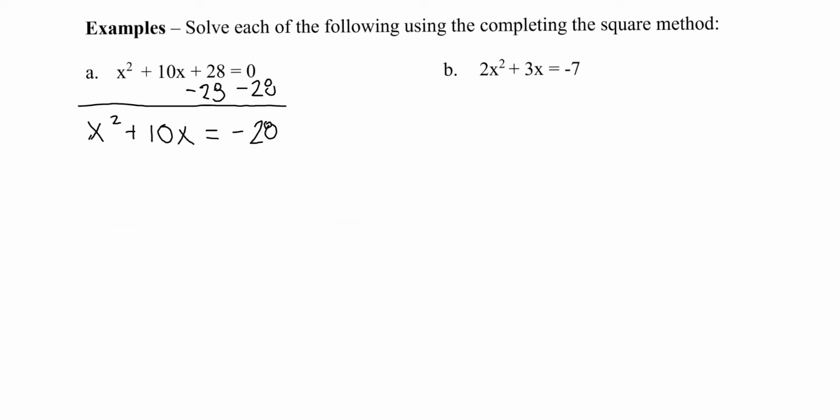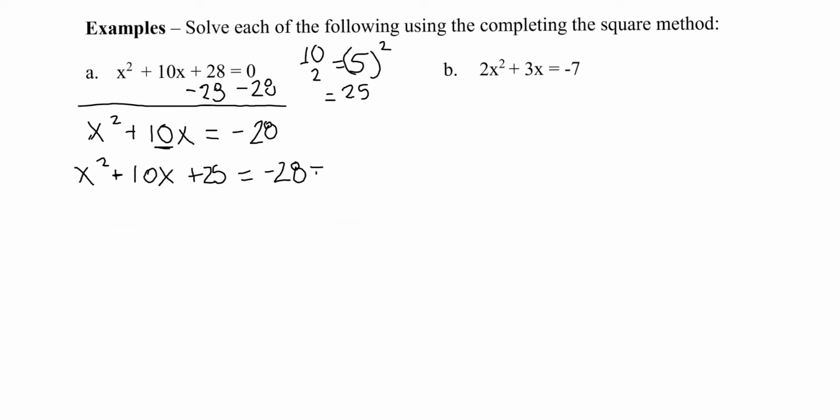Then I need to figure out what I'm going to add to both sides to complete my square. My b term is 10. 10 divided by 2 is 5. And when I square that, I get 25. So that's what I'm going to add to both sides. So I'll have x squared plus 10x plus 25 is equal to negative 28 plus 25.